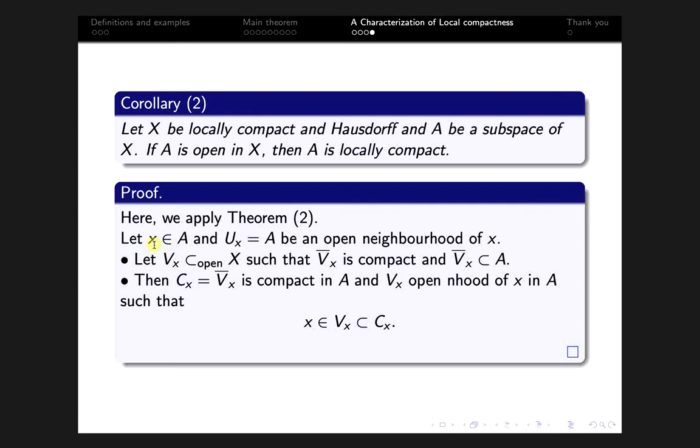And our point x was arbitrary, therefore for every point x we have a compact set Cx and an open neighborhood Vx of x such that x belongs to Vx and Vx is contained in Cx. Therefore A is locally compact.